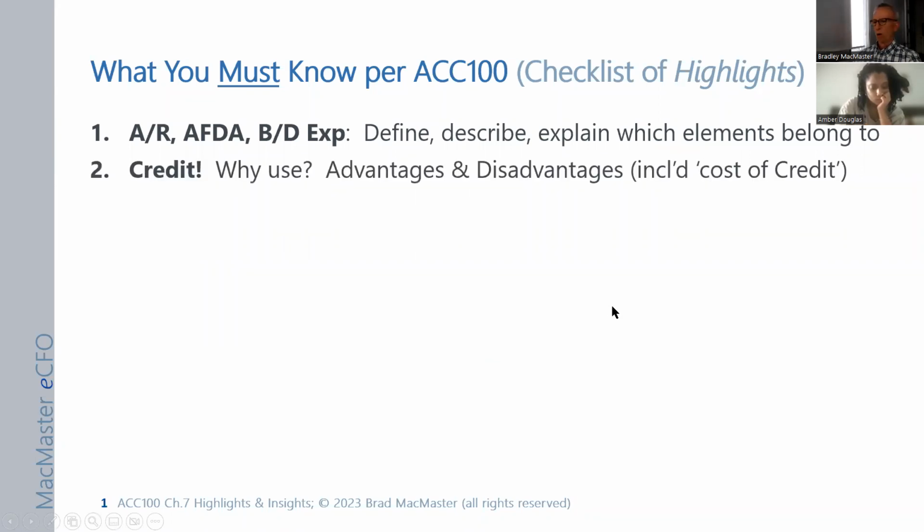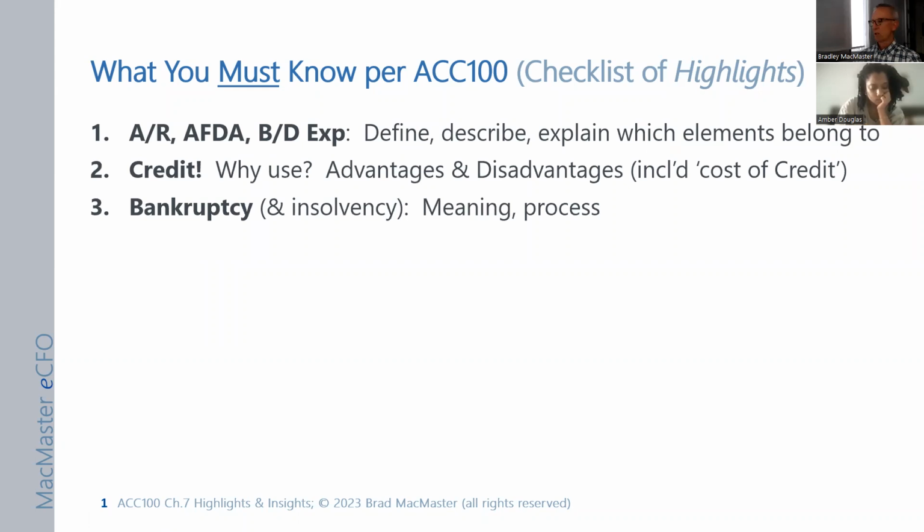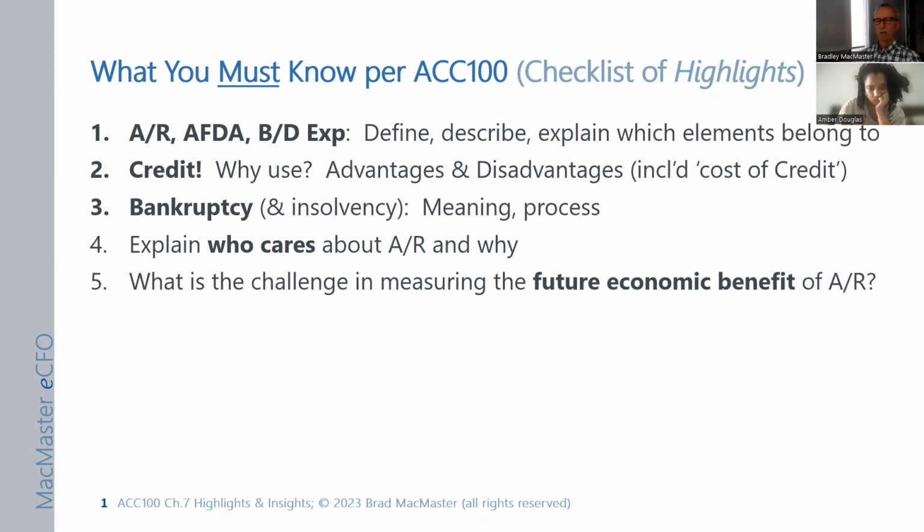Then we want to explore why credit is used, what are the advantages and disadvantages, what is the meaning of bankruptcy and insolvency. And in the case of bankruptcy, I'll talk a little bit about the process. We'll review who cares about accounts receivable and why. And then the main issue in this chapter 7 is about the challenge in measuring the future economic benefit that we present on the balance sheet or the statement of financial position in respect of accounts receivable.